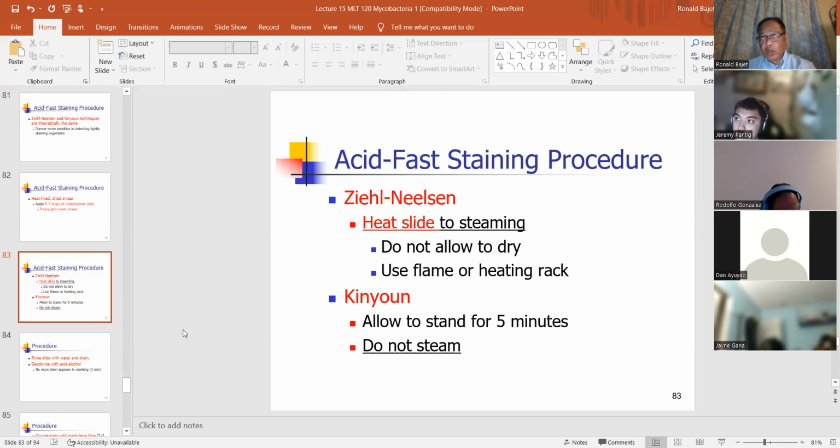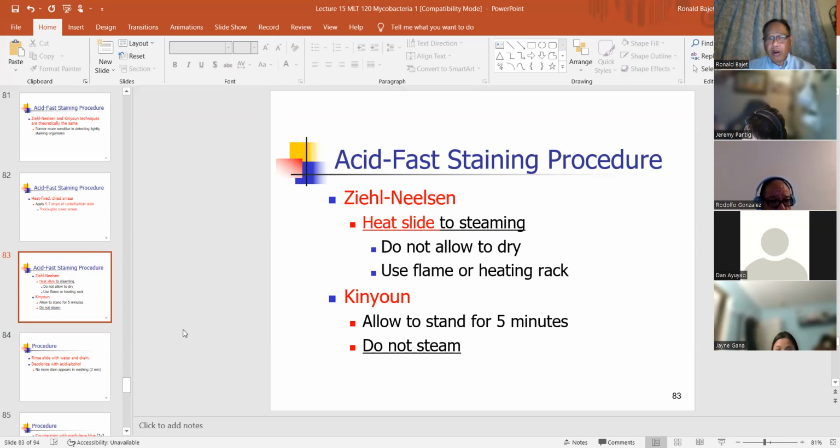Okay, you don't want to cook this thing until you see bubbling, and then it actually ends up drying. But you want to heat the slide until you see steam coming off of the carbolfuchsin. Don't allow it to dry, and use the flame or heating rack. The Kinyoun stain does not utilize heat.